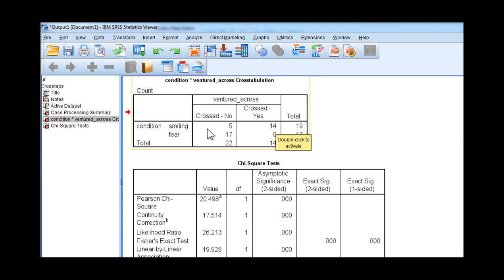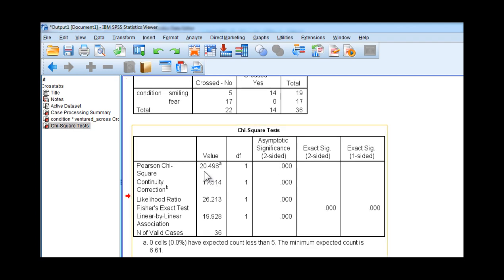14 crossed when the mother was smiling. Then we have did not cross when the mother was smiling, 5. And finally, did not cross 17 when the mother expressed fear. And here's the chi-square value, 20.498. I've replicated it exactly. And that is how you can create these data to replicate results.